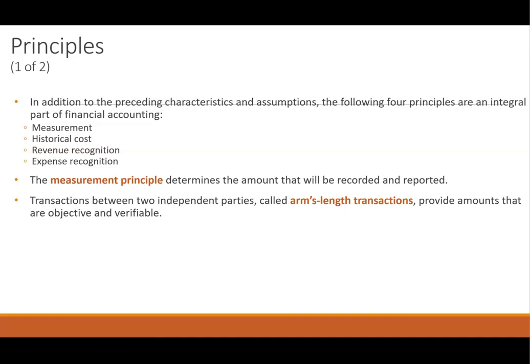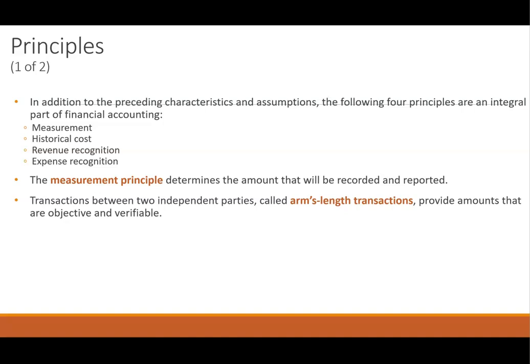Now, when we're dealing with a measurement principle, what is the basis of knowing what's appropriate or what's the correct amount when we're dealing with two independent parties? So in other words, if it's myself and my daughter, or myself and my husband, there's a little more involved with being just an arm's length transaction. An arm's length transaction is such that you're shaking on something. So the key here is not what's going to happen amongst family, but what two independent parties would provide as amounts that look to be objective and verifiable.